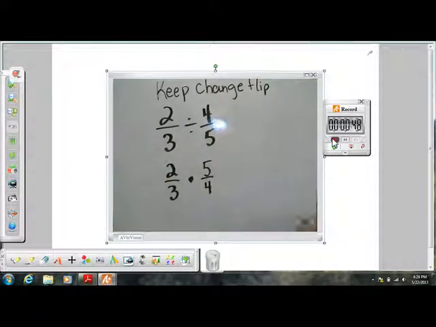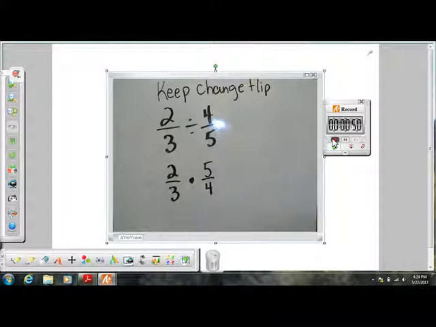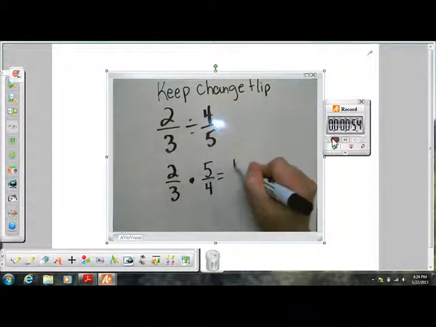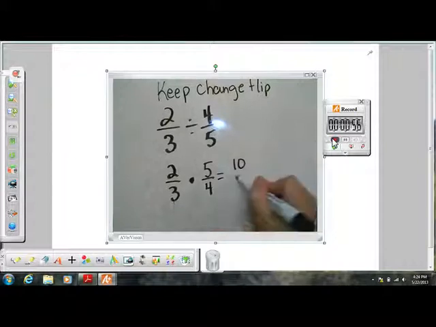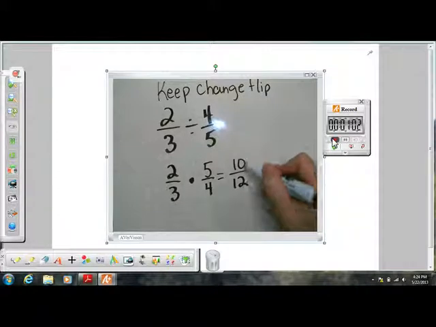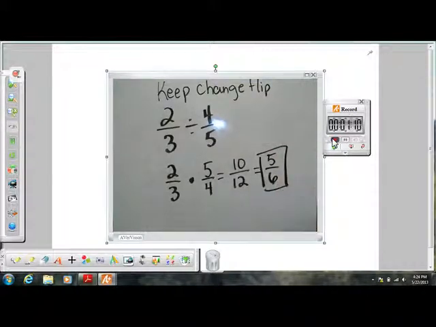Okay, now we've got a multiplication problem and we know how to do that. We just multiply straight across. So 2 times 5, which gives me 10, 3 times 4, which equals 12. But we have to make sure it's reduced, because 10 and 12 are both divisible by 2, so when we divide both of them by 2, we end up with 5/6. So that would be our answer.